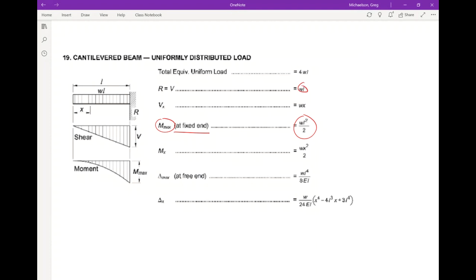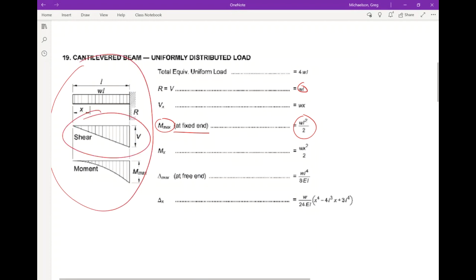Now, where does it occur? It doesn't say where it occurs on the slide or on the diagram. But that's what all of this is for, okay? This is the shear diagram. And so this term V corresponds to that term V. And so where does that occur? It occurs right here at the fixed end. So the maximum shear is WL, and that occurs at the fixed end. As for the maximum deflection, it occurs at the free end, and that's WL to the fourth over 8EI.